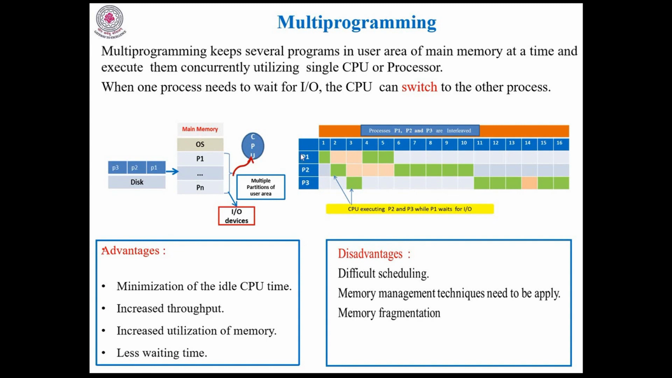Increase the throughput. You see, simultaneously I executed all the processes. When I am executing simultaneously, that means the CPU is always busy. So when the CPU is always busy, definitely the throughput will be more, comparatively with the uniprogramming. In the uniprogramming, simultaneous processing is not possible. I can run only one process at a time.